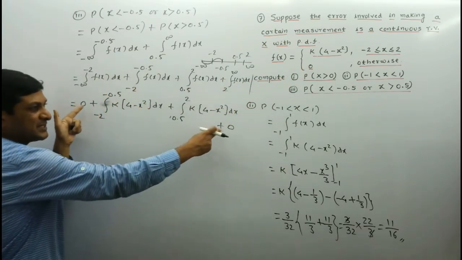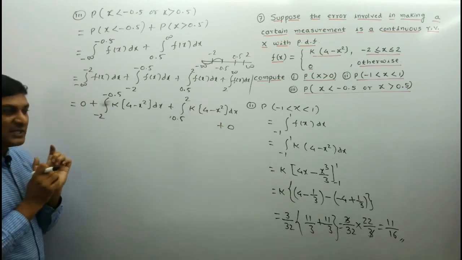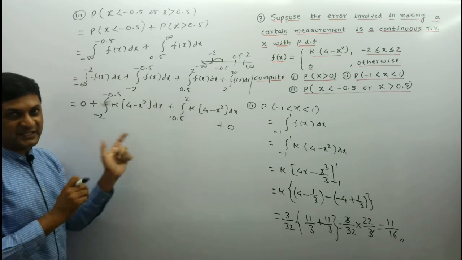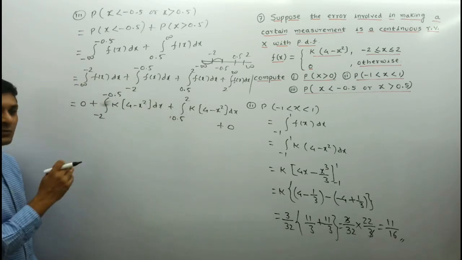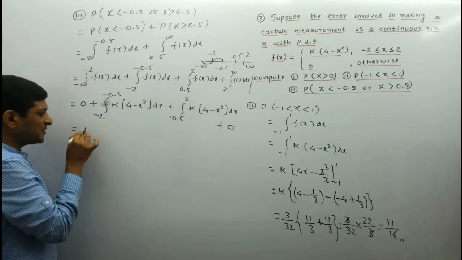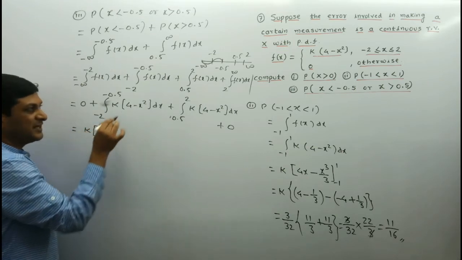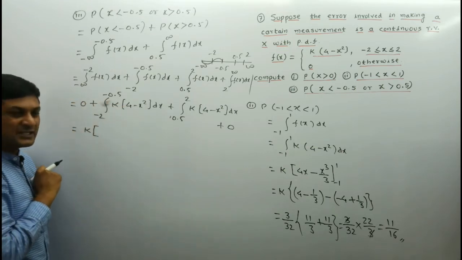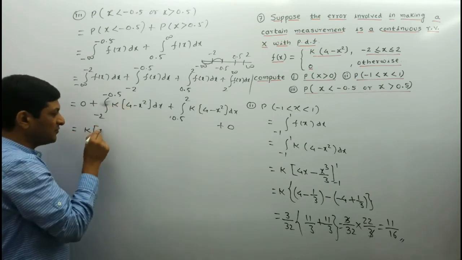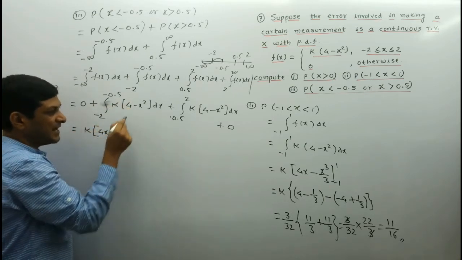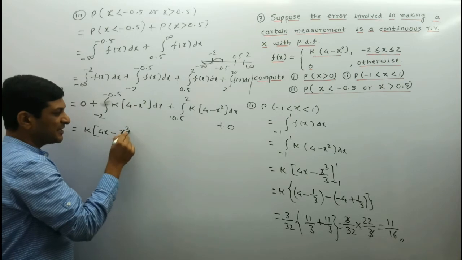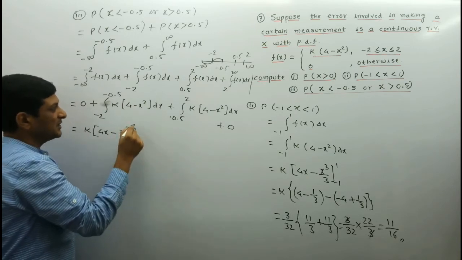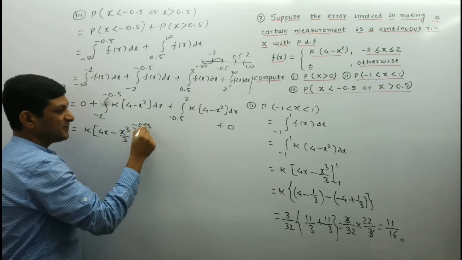So here it is not necessary to write these two zeros, we only have to simplify these two definite integrations. K is a constant, so keep it as it is. K is a constant, we are able to take it outside the integration. Integration of 4 will be equal to 4x, and integration of x square will be x cube upon 3. Limits are from minus 2 to minus 0.5.